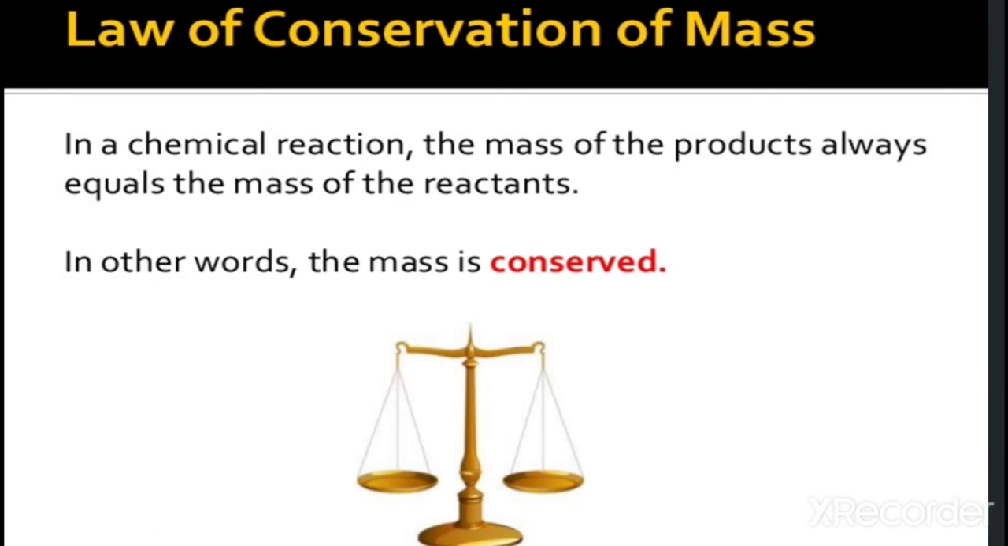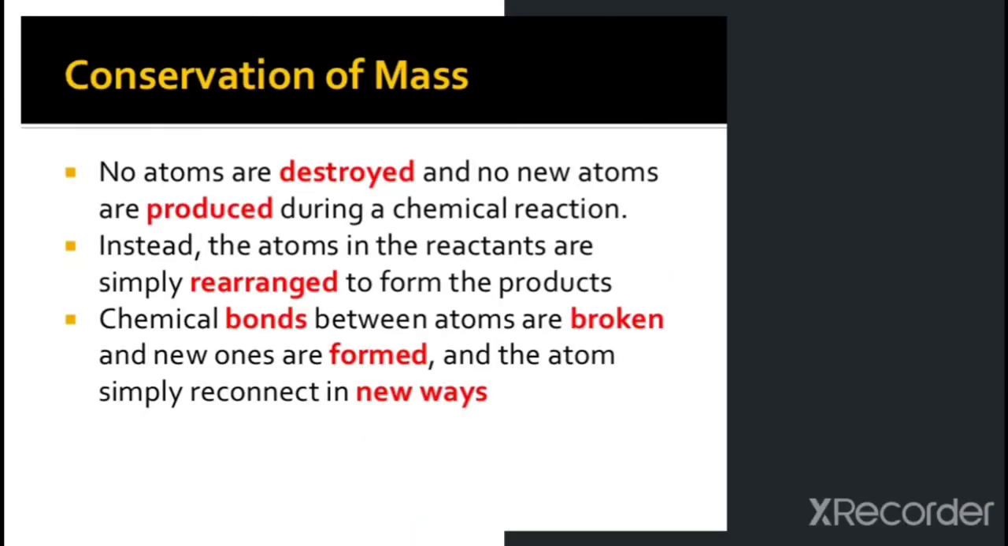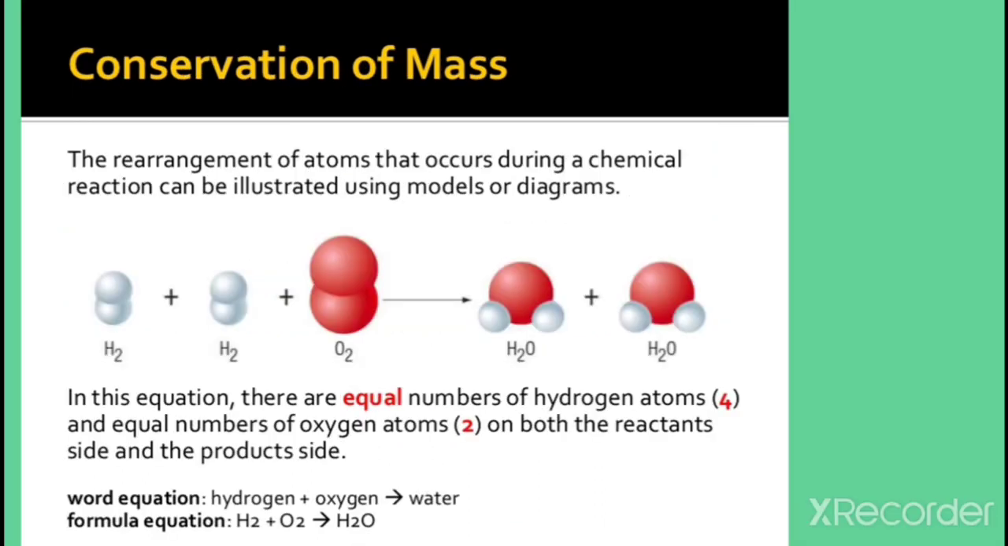Next topic, law of conservation of mass. That means in a chemical reaction, the mass of the products is always equal to the mass of the reactants. No atoms can be destroyed and no new atoms are produced during a chemical reaction. Instead, the atoms in the reactants are simply rearranged to form products. Here I am giving an example.